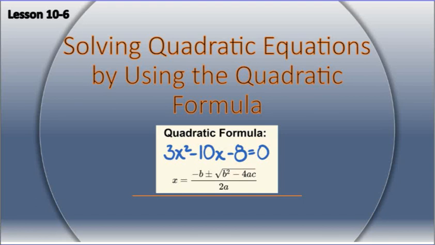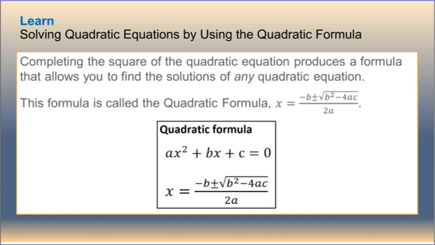And the quadratic formula would be ax squared plus bx plus c equaling 0, that's standard form. So using the quadratic formula would be x equaling negative b plus or minus the square root of b squared minus 4ac divided by 2a. Now, in order to use the formula, you do need to have your equation put into standard form so you can identify your a, your b, and your c.